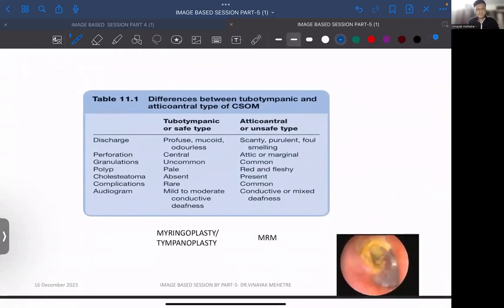ASOM, CSOM and glue ear are the most important topics from the exam point of view, so I am taking it a little slow. Then comes CSOM, chronic suppurative otitis media. There are two types: tubotympanic and atticoantral.